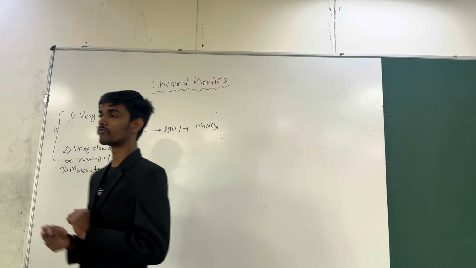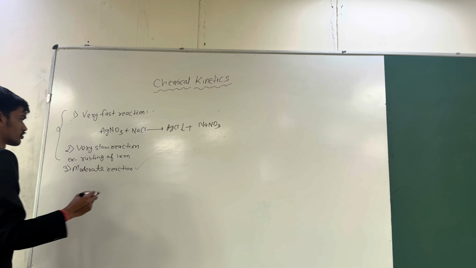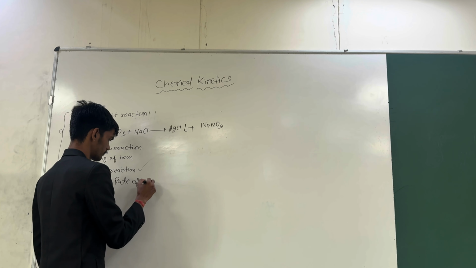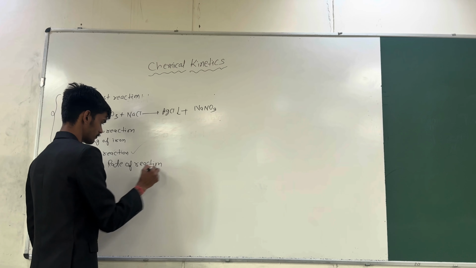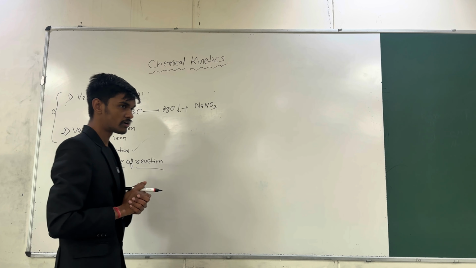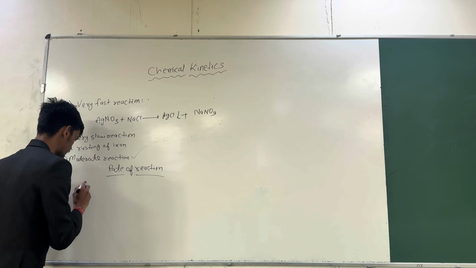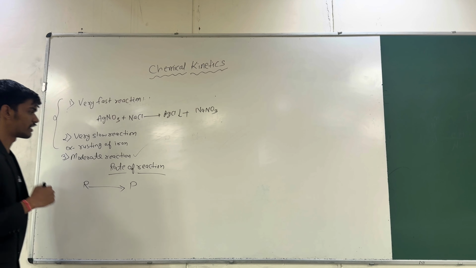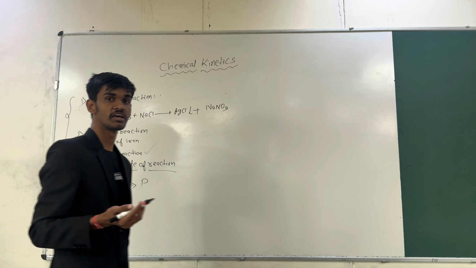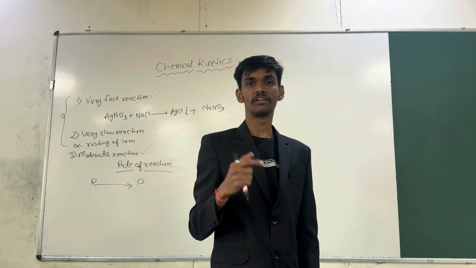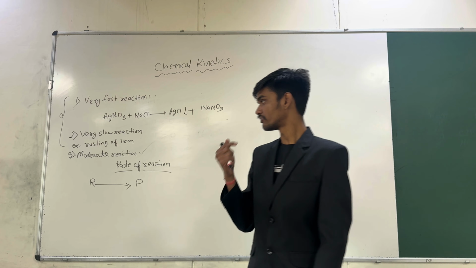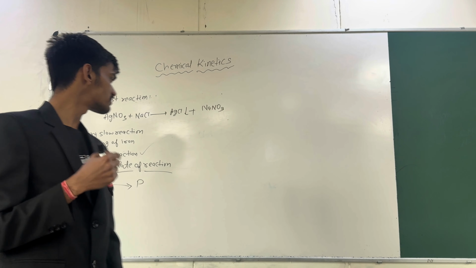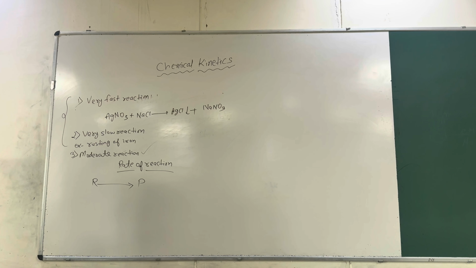So we will understand what is the rate of reaction. Let us suppose reactant R is converted into product P. The rate of reaction can be expressed as the change in concentration of reactant or product in unit time. The concentration of reactant will decrease with time and the concentration of product will increase with time.